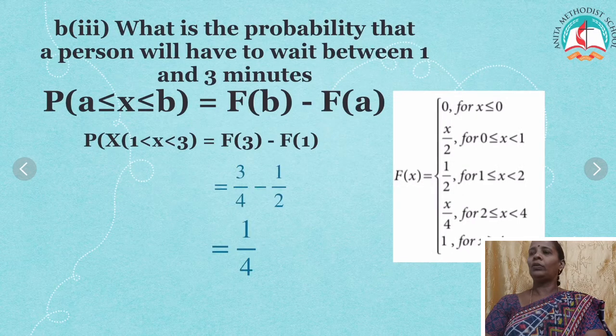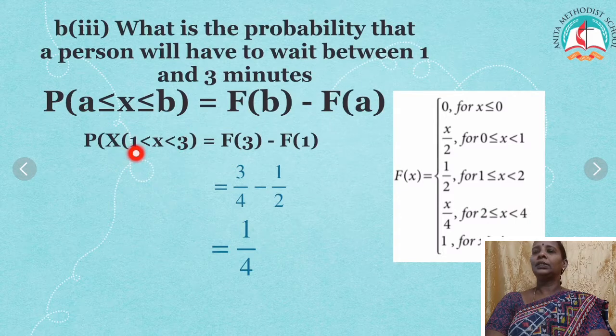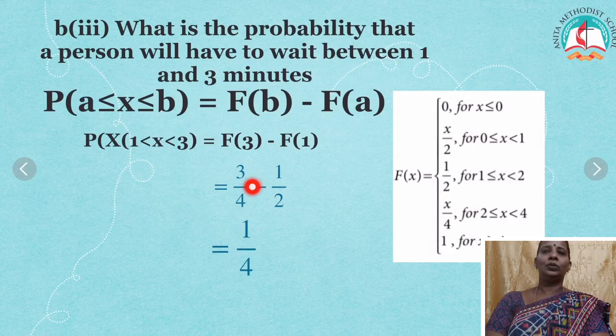Okay, now we are going to find the third portion. The third portion asks you to find the probability between 1 and 3 minutes. So probability of a less than or equal to x less than or equal to b is f of b minus f of a, and here it is f of 3 minus f of 1. If both are numbers, you can write the bigger number minus the smaller number. If it is greater than or less than, you use the infinity notation. You draw the real line, shade the portion, and take upper minus lower.